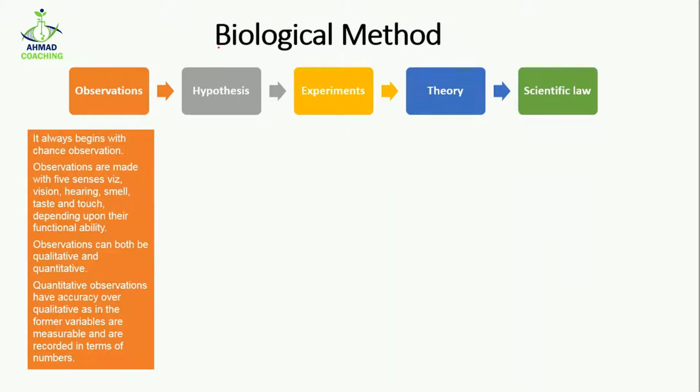First of all, observations. Observations always begin with a chance. For example, if you are sitting somewhere and suddenly observe something new, this is a chance observation. For example, you are sitting on a beach and you see the birds flying and you are surprised, or you see a specific bird and you didn't know its name, and you considered that it was not going to fly, but then you saw it flying. So this is a chance observation.